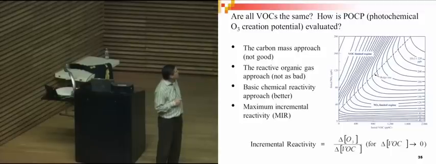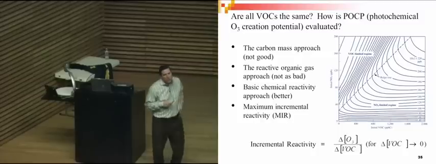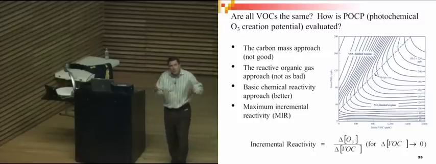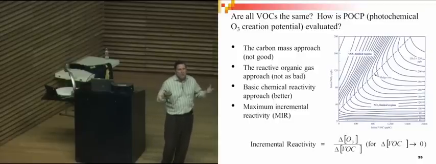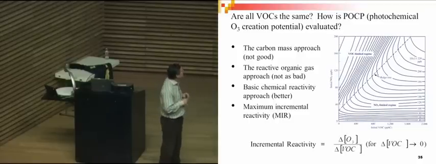Similarly, in this part of the isopleth diagram, we're in a VOC limited regime, so we can change the NOx concentration all we want, going up and down the NOx curve, but we're not going to change the ozone concentration very much. Again, this is based on the interplay between VOCs and NOx and their associated rate constants.